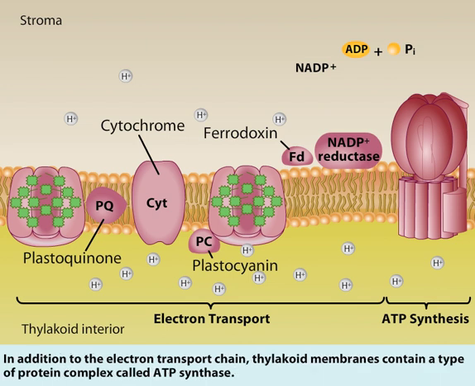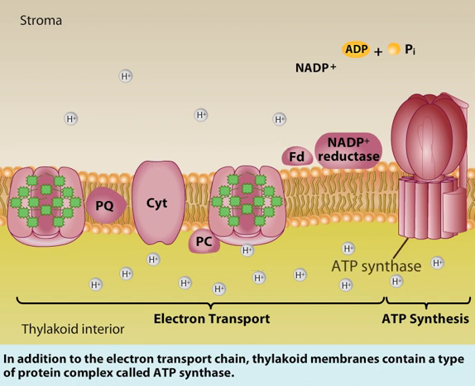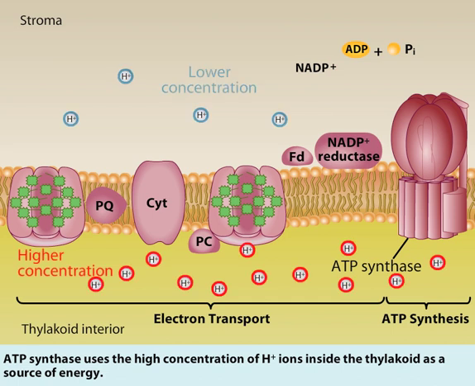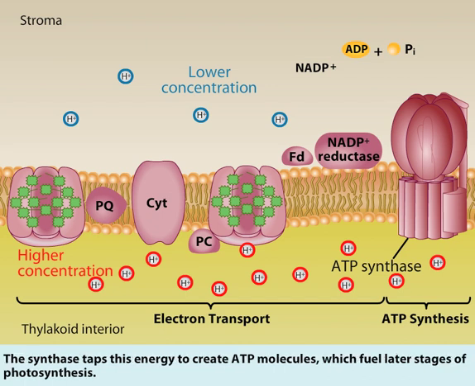In addition to the electron transport chain, thylakoid membranes contain a type of protein complex called ATP synthase. ATP synthase uses the high concentration of hydrogen ions inside the thylakoid as a source of energy. The synthase taps this energy to create ATP molecules, which fuel later stages of photosynthesis.